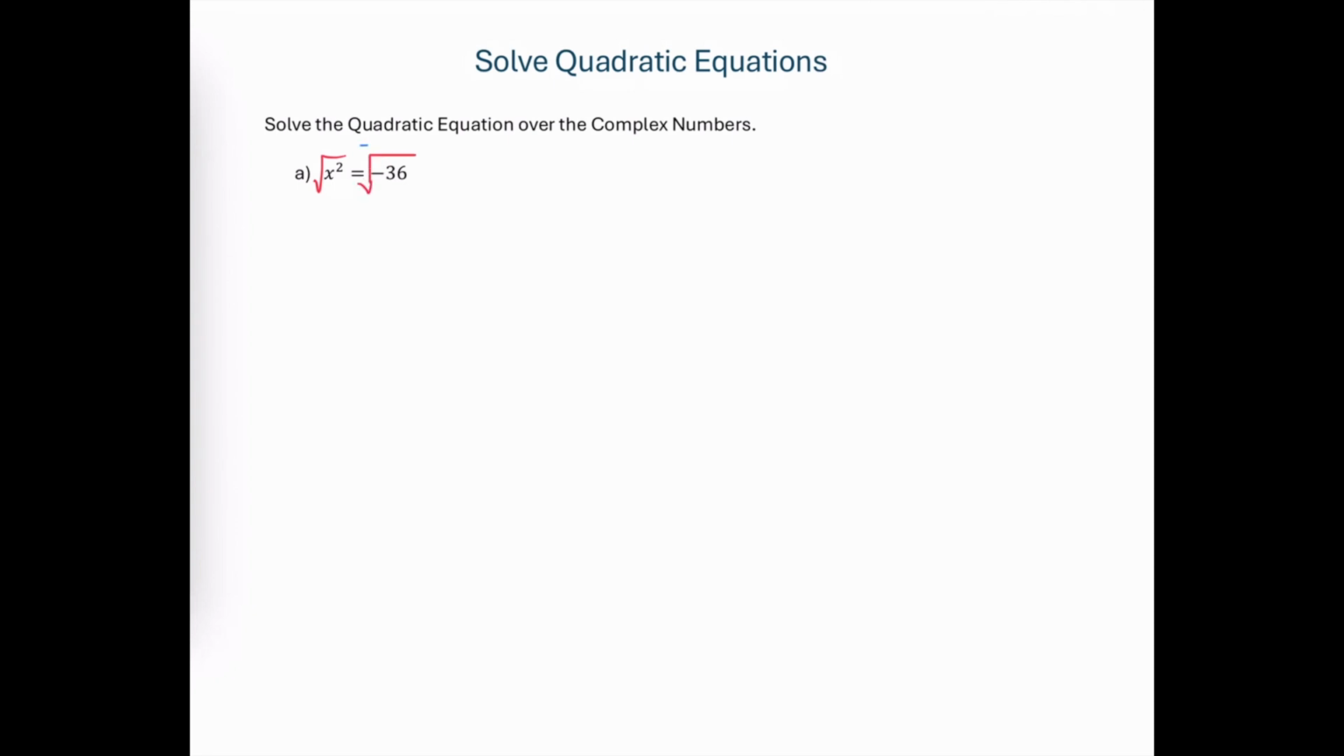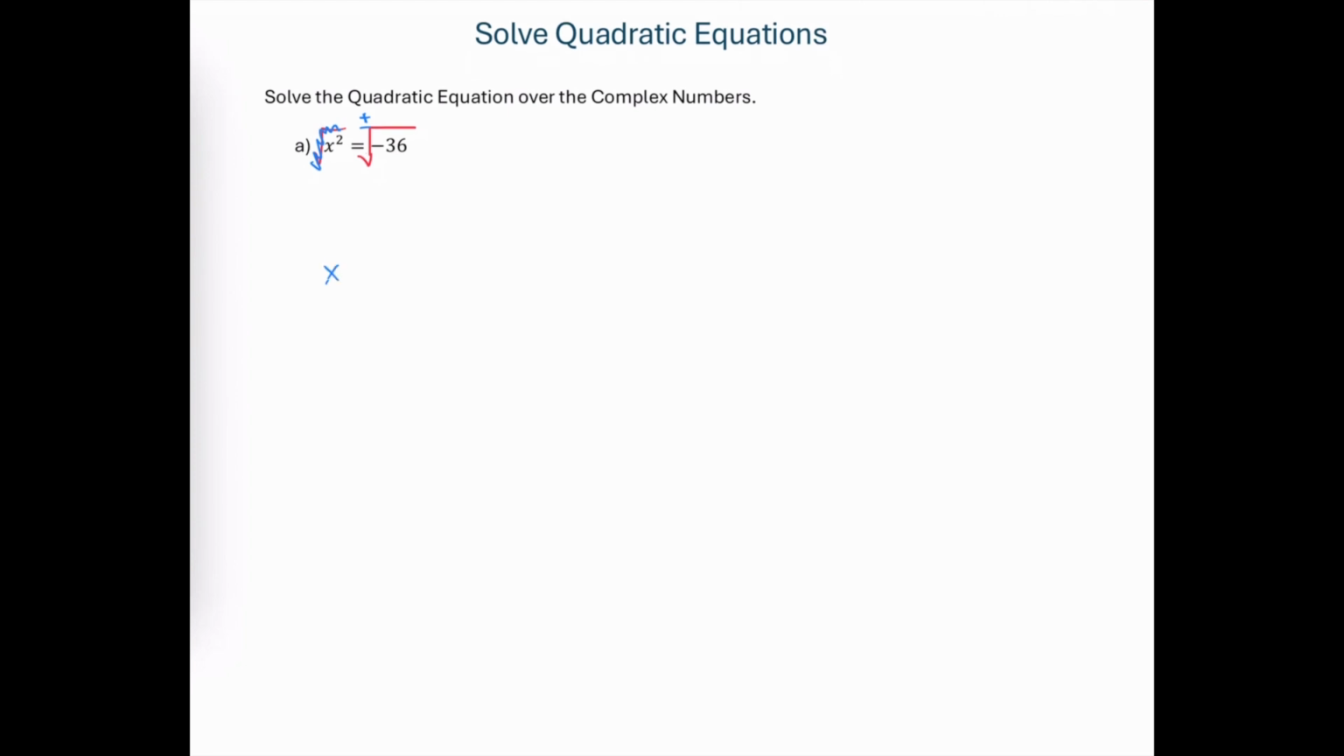When we take the square root, we have to consider the plus or minus, and that plus or minus is applied to the constant side. So what we end up with on the left is that the square root of the quantity squared cancels each other out, and the square root of x squared is just x. On the right-hand side, we have plus or minus the square root of negative 36.